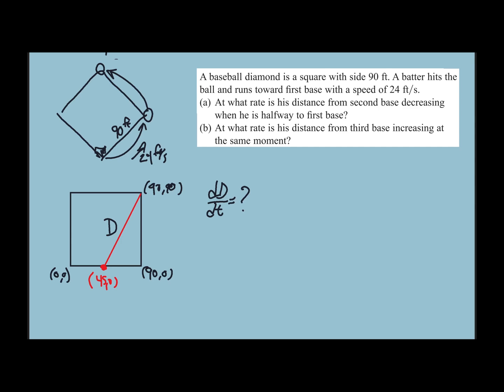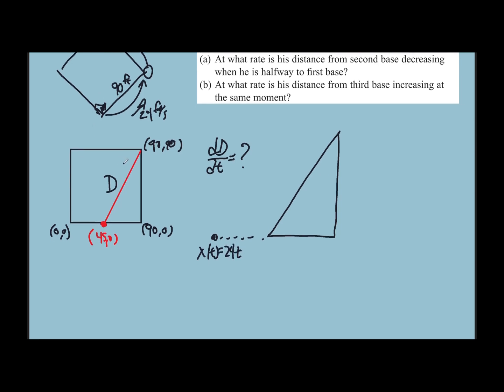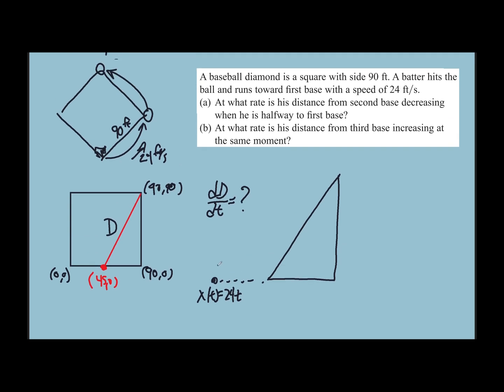And I think the first thing we want to do here is look at this triangle. The player starts here, and he travels, let's call it 24t for a distance. Every second he travels 24 feet. And we know that this whole distance is 90, which means the actual side of the triangle is going to be 90 minus whatever he's accomplished here, which is x. And this side is going to be 90 no matter what. Second base isn't going to relocate itself.